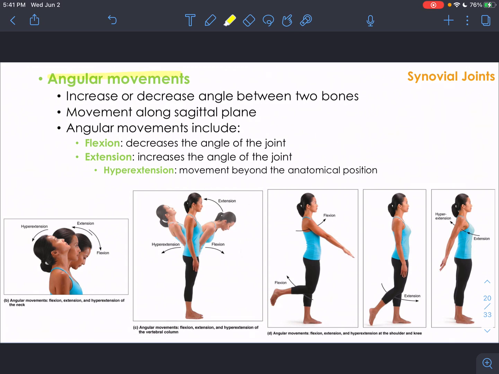Angular movements was the second main type, and there's a lot of different angular movements we're going to talk about. Angular movements increase or decrease the angle between 2 bones. This is going to be a movement along a sagittal plane.